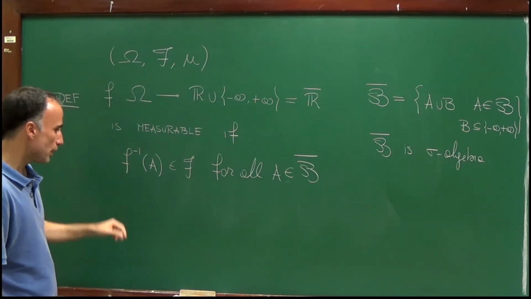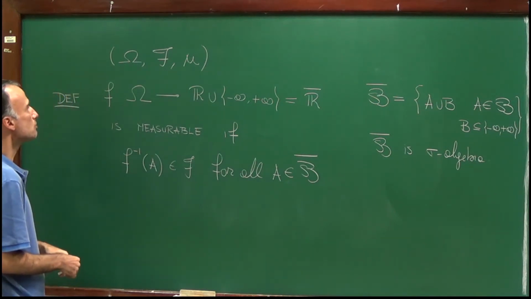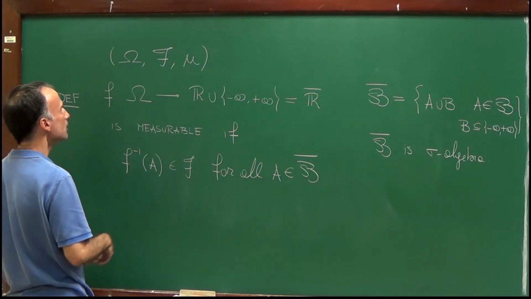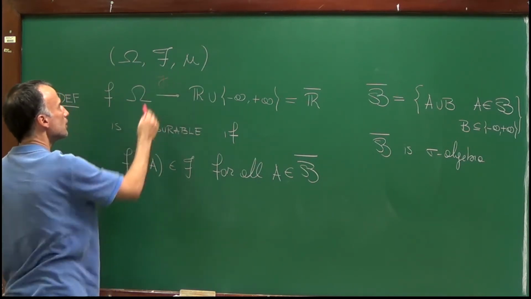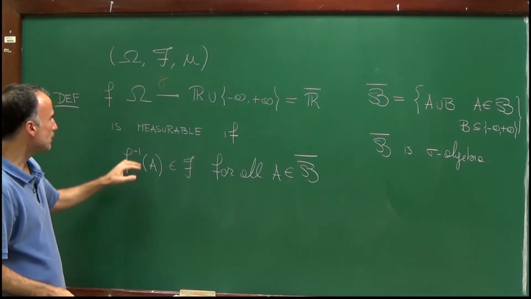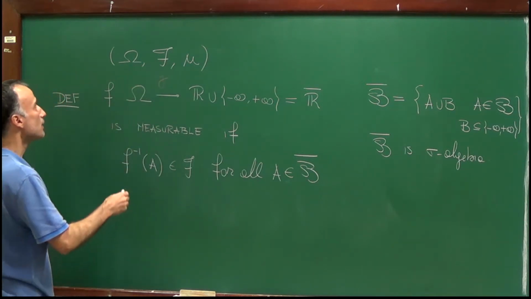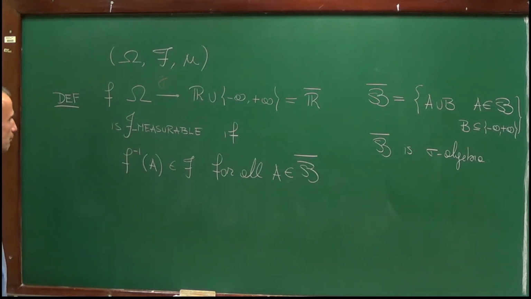If I want to, it might be possible that at some point we have in some set omega many sigma algebras defined. So we could have a sigma algebra F, another one G. If I want to make precise that it's measurable with respect to the sigma algebra F, I would say that it's F measurable, right?